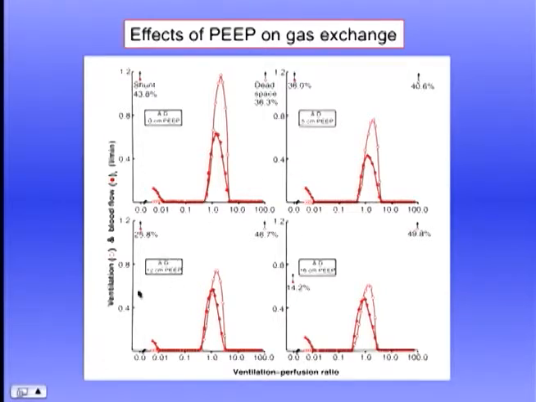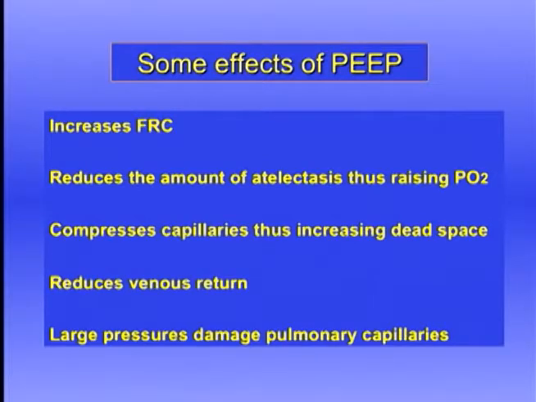When the PEEP was increased, as shown here, bottom left, to 12 centimeters of water, the shunt decreased further to now about 26%. Over here, dead space increased a bit more, and with 16 centimeters of water, shunt was down to 14%. So you can see the enormous advantage here in PEEP. You can certainly decrease a shunt and increase the arterial PO2 very effectively with PEEP, and that's why it's very extensively used. So here are some of the effects of PEEP.